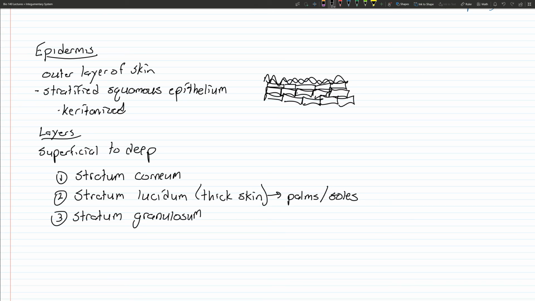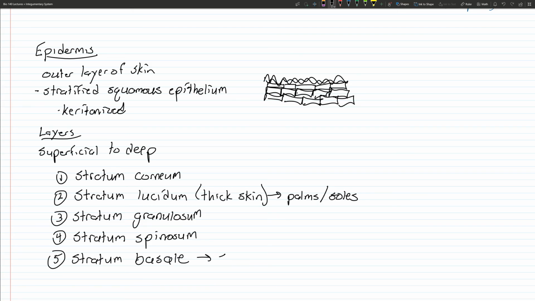Okay. Below that, we have the stratum spinosum. Okay. And then finally, stratum basale. Okay. Now this is where our stem cells are.